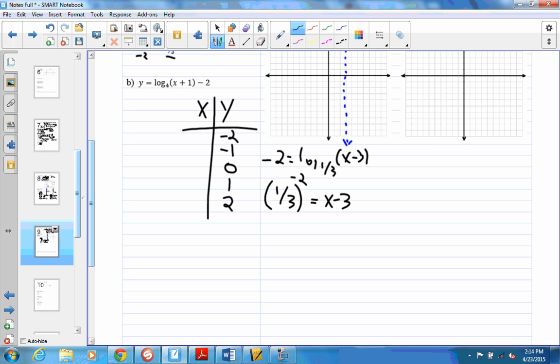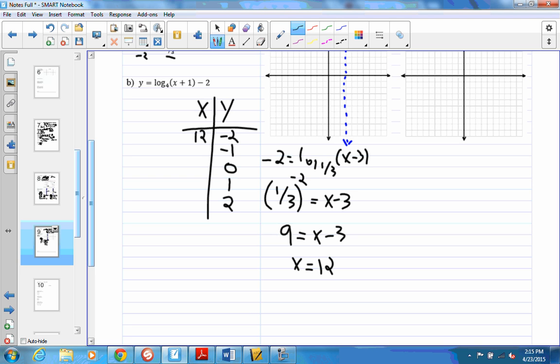Or I could take this. This is what, 9? 1/3 to the negative is 3, and then 3 squared is 9, which equals x minus 3, so x equals 12. There's a little more math here. You have to do that x minus 3 at the end. So I plugged in -2 and got 12.